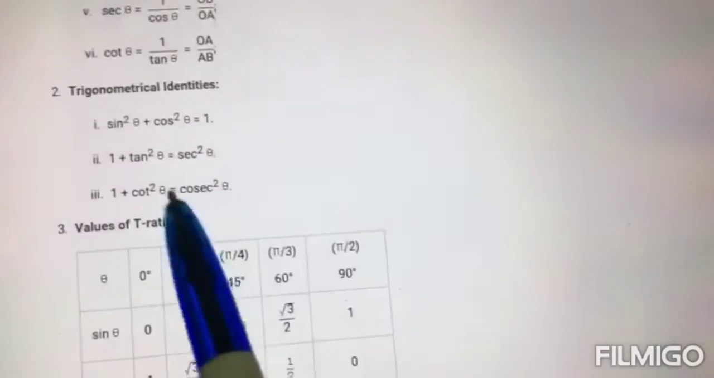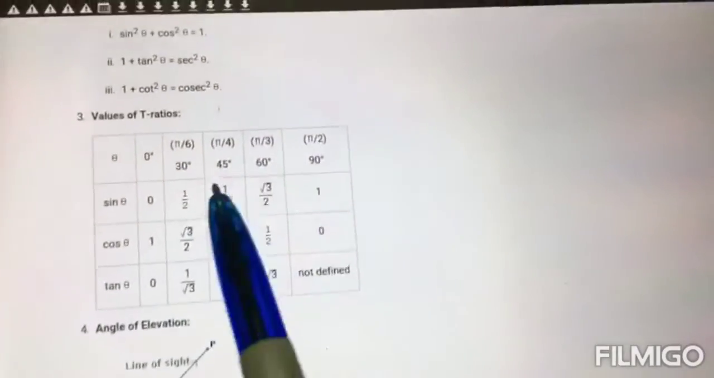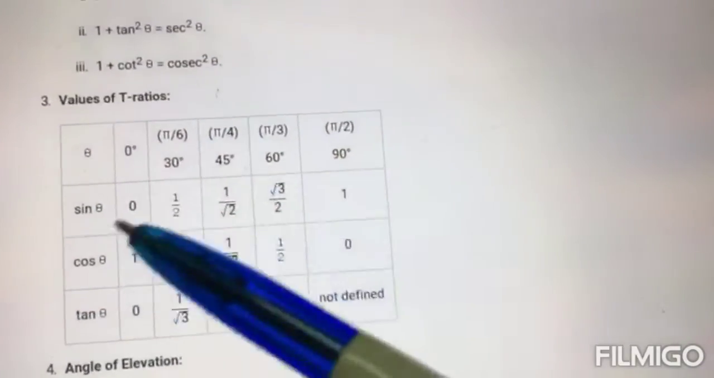Sometimes they may give you cosec square theta and they'll ask you to find cot square theta. So how do you find it? You have to use this formula. Cot square theta will be cosec square theta minus 1. Sometimes they will give you tan theta and ask you to find cot theta. So you'll have to use this formula, right? So memorize the formula.